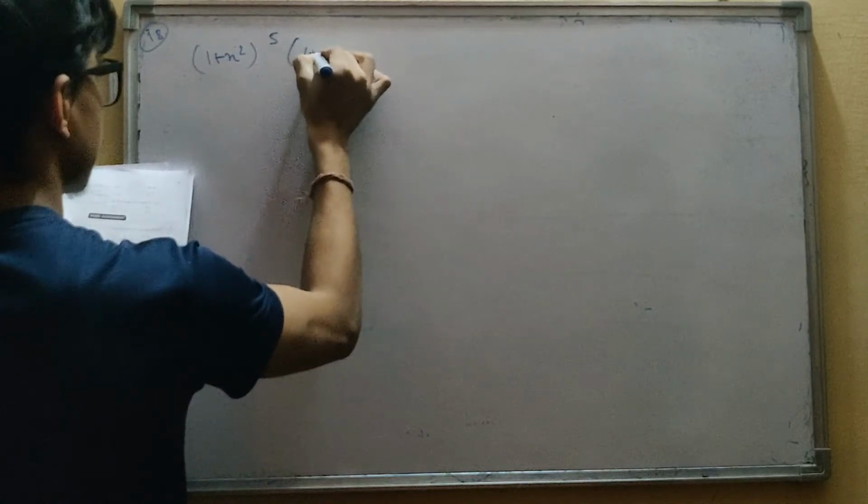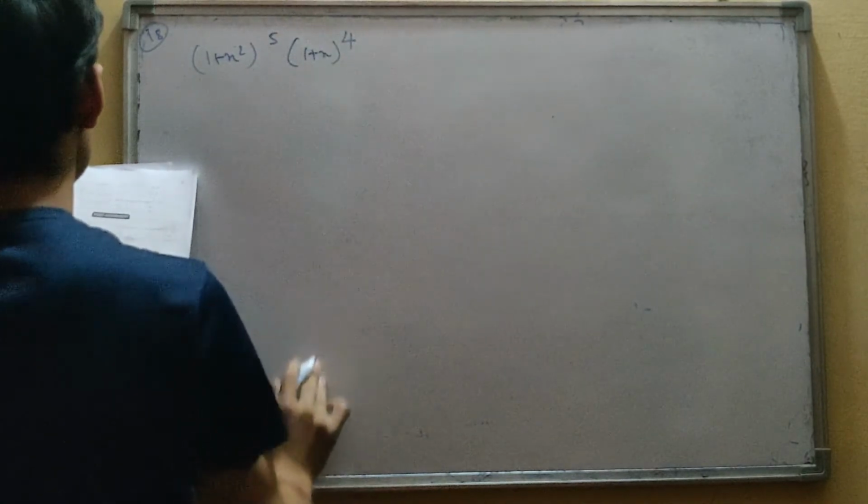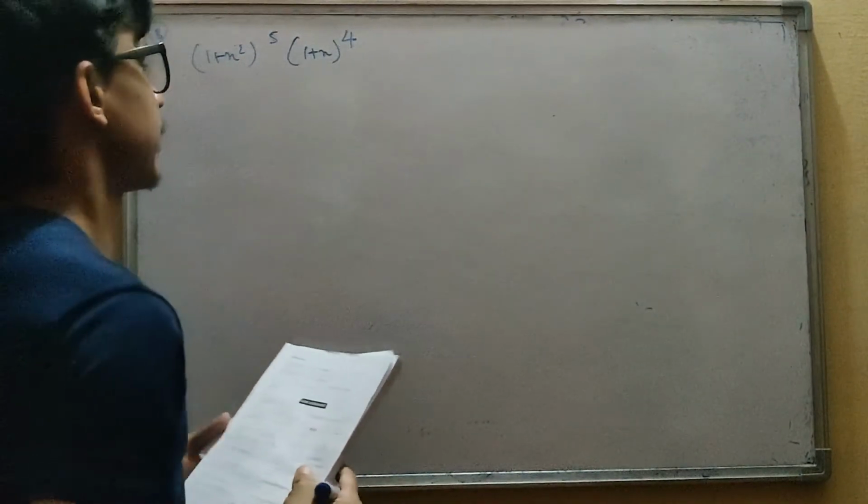So question number 18: find the coefficient of x to the power 5 in the expansion of (1 + x²)⁵ (1 + x)⁴. So what I have to do is find the coefficient of x to the power 5. The best thing is just to expand it, right?